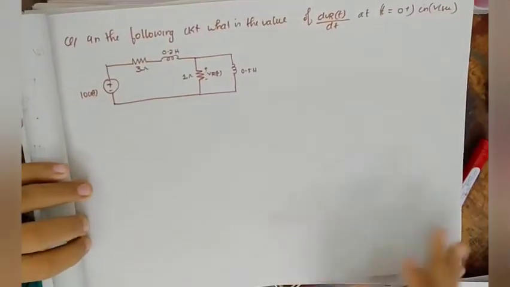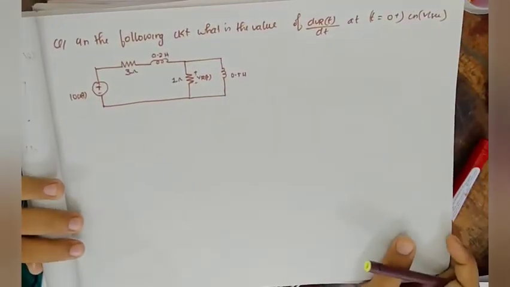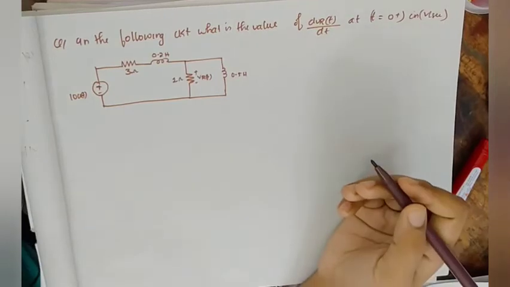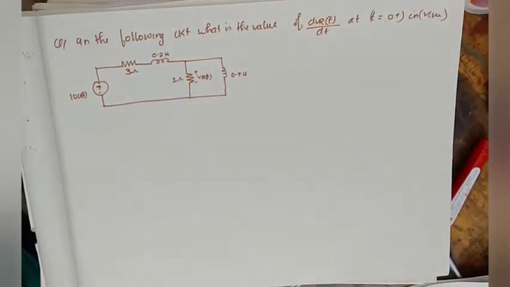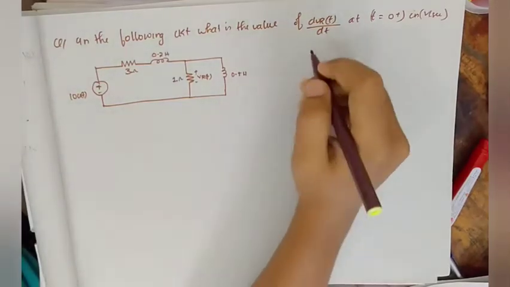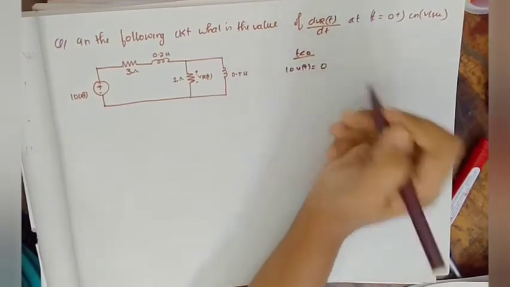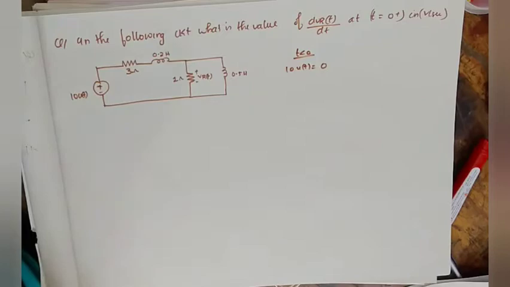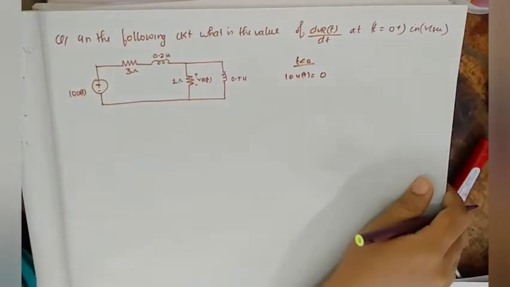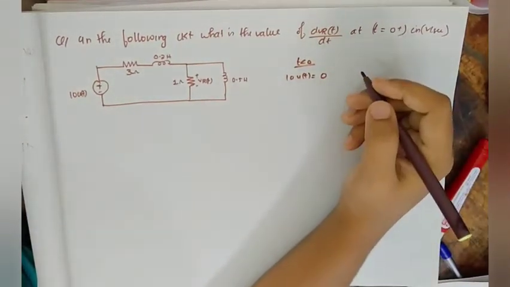Now let's do this question. In the following circuit, what is the value of dVr of t divided by dt at t equal to 0 plus in volt per second? Okay, so that is what is asked here. So for t less than 0, 10 times u of t will be equal to 0, because u of t is only valid from t greater than 0 to infinity, right?